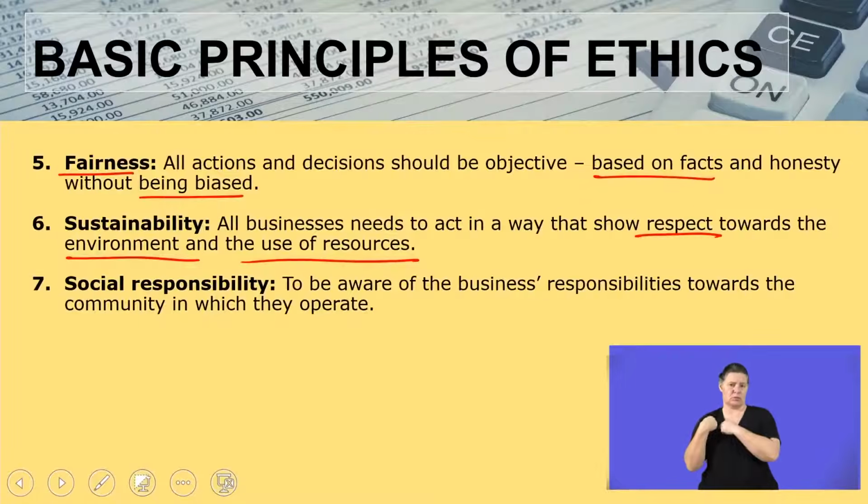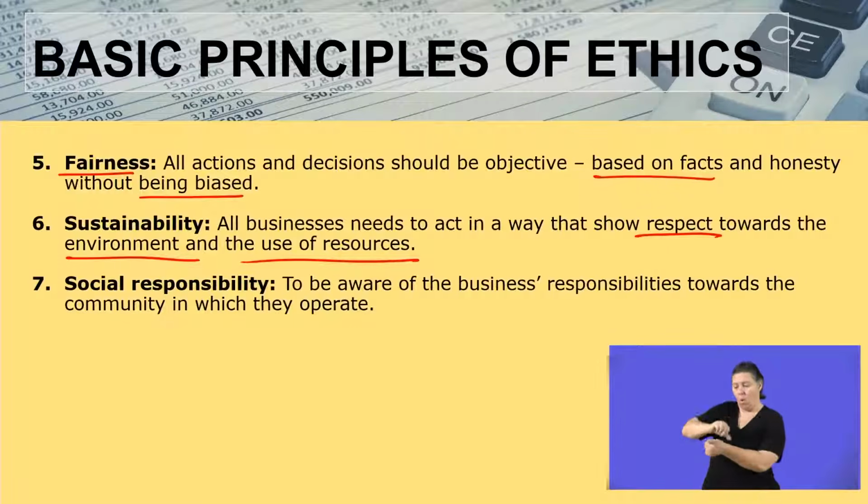Number 7, social responsibility. To be aware of the business responsibilities towards the community. So we need to think of the community in this case. That is the people that are around the business where we are operating from. So these are basic principles that we have to consider, all right?